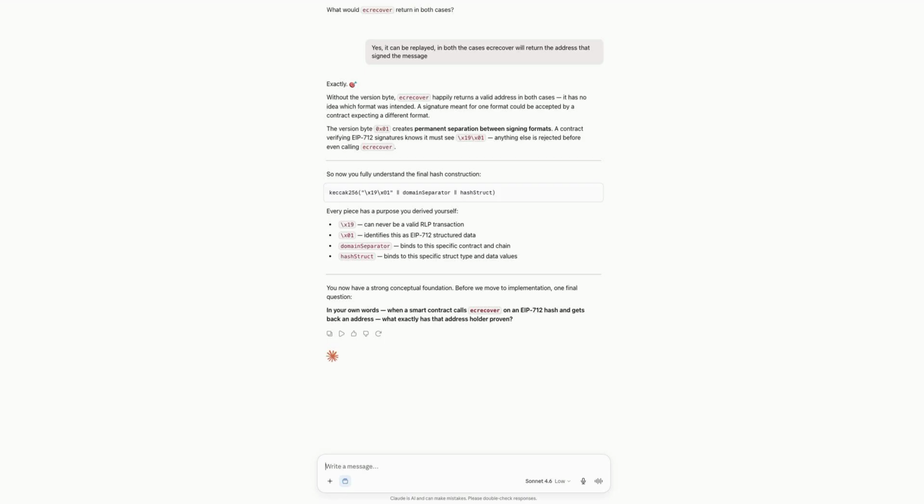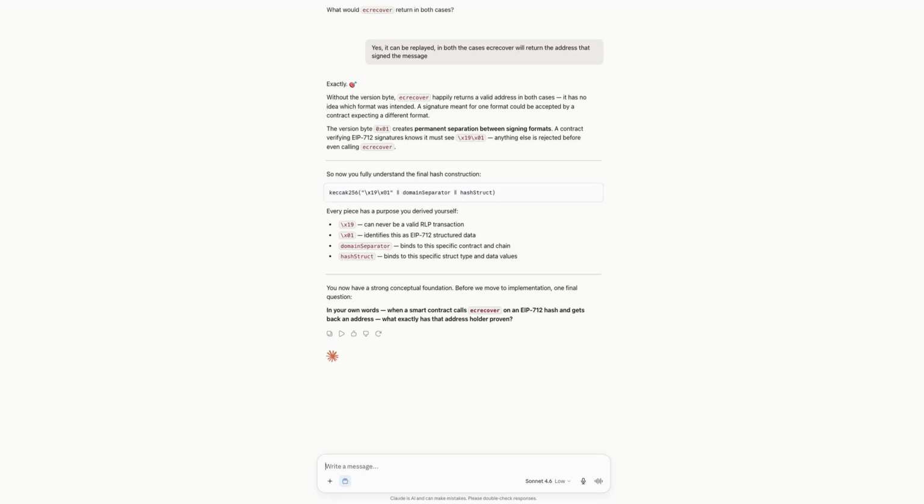So now you fully understand the final hash construction. Every piece has a purpose you derived yourself. 0x19 can never be a valid RLP transaction because 0x19 falls outside the valid RLP encoding ranges. Hence, you cannot use a message as a transaction. And 0x01 identifies this as EIP-712 structured data. Domain separator, it binds to this specific contract and chain. And hashStruct binds to this specific struct type and data values. You now have a strong conceptual foundation.